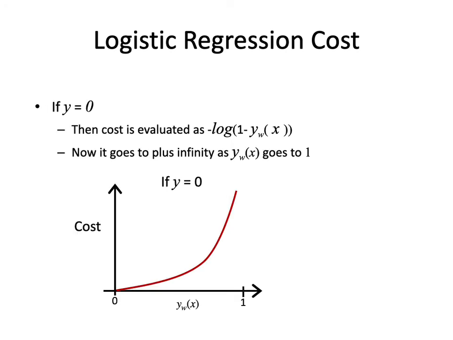And for y is equal to 0, the cost, as we saw before, is evaluated as minus log of 1 minus hθ(x), and it goes to plus infinity as the prediction goes to 1. And if the prediction is equal to 0 and our value to be predicted, that is y, is equal to 0, then the cost will be 0. But if the value predicted is equal to 1 and the value to be predicted is equal to 0, then we can see here that the cost goes to infinity.